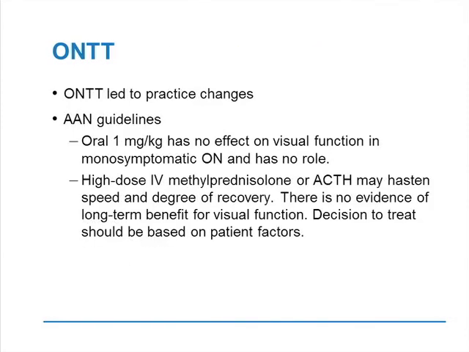So the Optic Neuritis Treatment Trial really led to practice changes, and this is borne out in the current American Academy of Neurology guidelines, which state that oral 1 milligram per kilogram steroids have no effect on visual function in monosymptomatic optic neuritis and really have no current role in the treatment of acute optic neuritis. High-dose IV methylprednisolone, or ACTH, may hasten the speed and degree of recovery, but there's no evidence of long-term benefit for visual function. And so the decision to treat with IV steroids should really be based on patient factors.